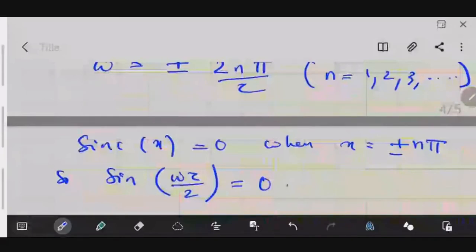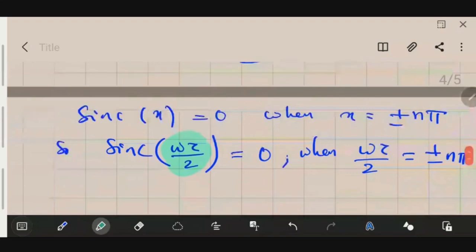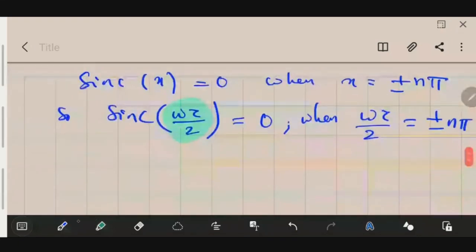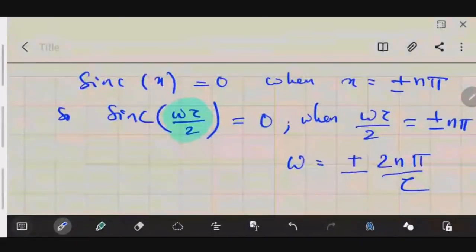That means we could also write that when omega tau by 2 is equal to plus minus n pi. Sorry, that sinc. Yes, sinc omega tau by 2 will be equal to 0 when what is inside this bracket, omega tau by 2, is equal to plus minus n pi. So we could always write that in such a case omega is equal to plus minus 2n pi by tau. Now we could also plot this signal, easily, because we already know at which locations it will be 0.